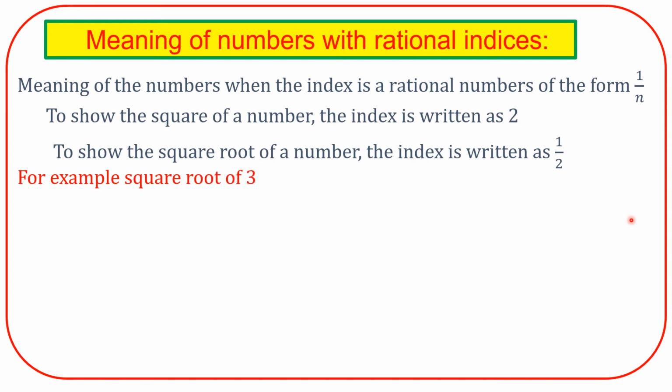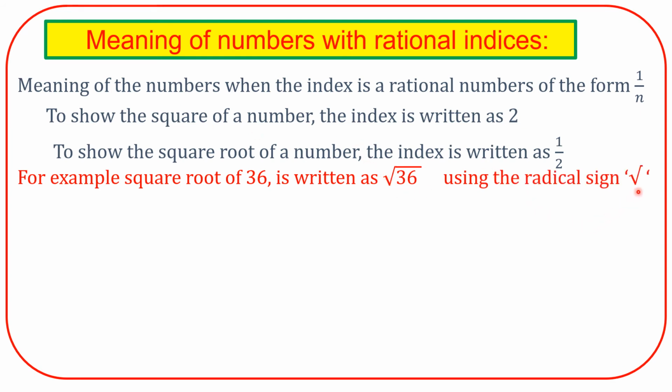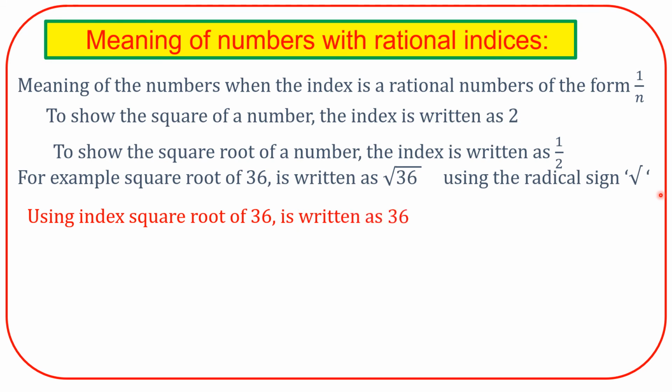square root of 36 is written as square root of 36 using the radical sign. This is a radical sign. Using this, we write in this way. Using the index, square root of 36 is written as 36 raised to 1 upon 2. Therefore, square root of 36 is equal to 36 raised to 1 upon 2.